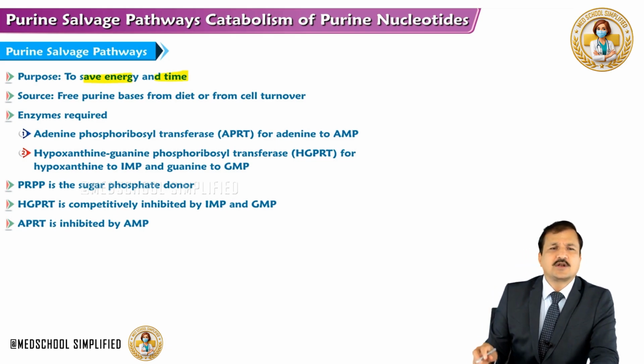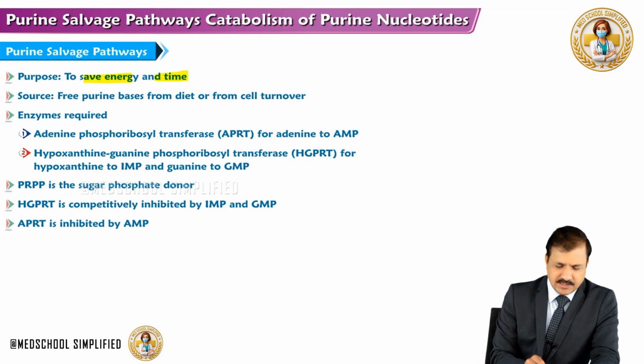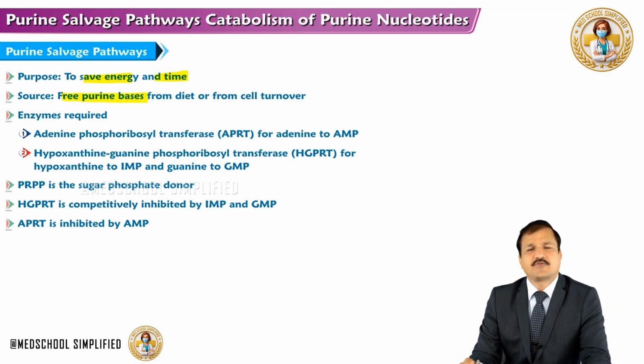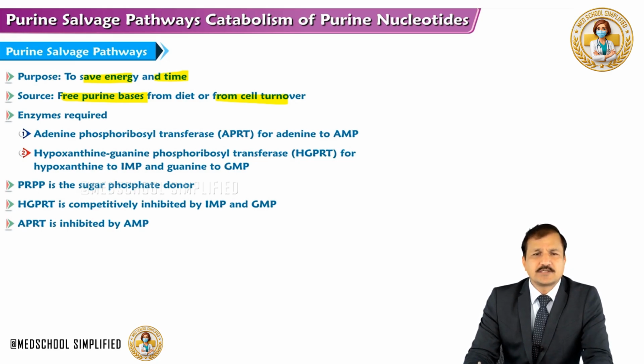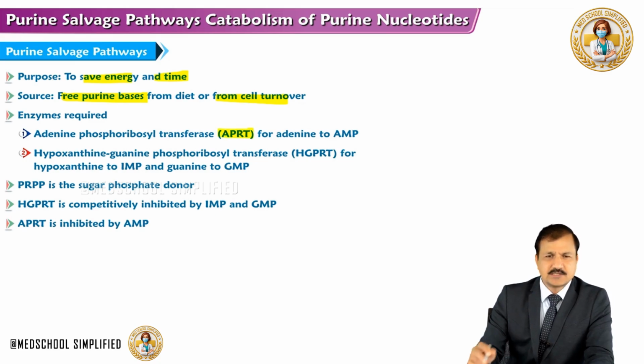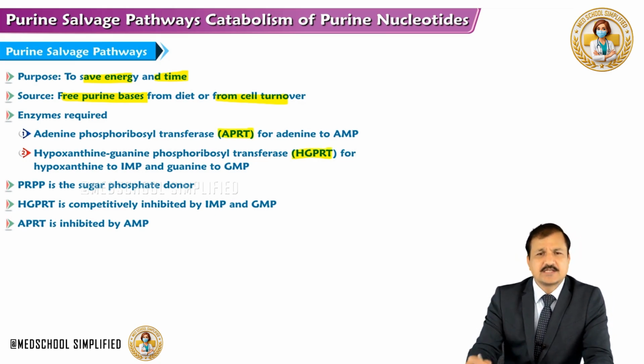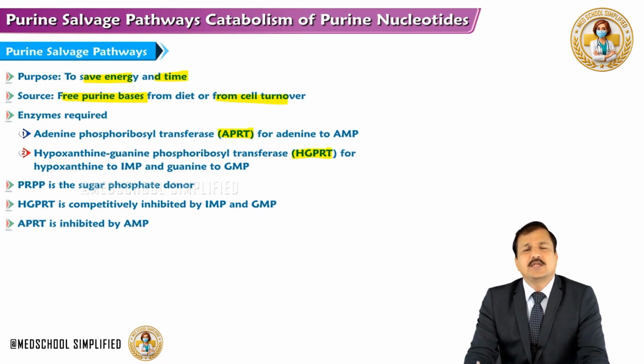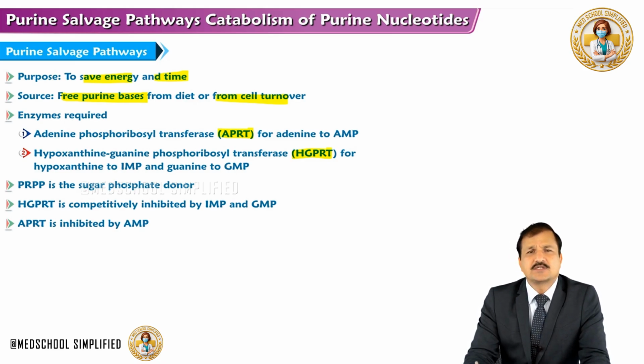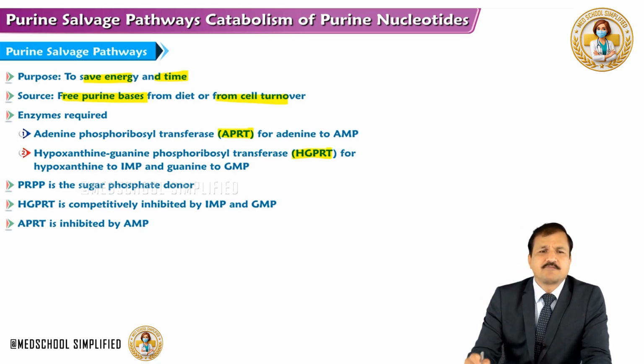Now, what are the sources for the purine salvage pathway? The source is free purine bases that are coming from the diet or free purine bases that are coming from normal cell turnover. So, what are the enzymes required for the purine salvage pathway? We need 2 enzymes. One is APRT, the other enzyme is HGPRT. APRT is adenine phosphoribosyl transferase, which is used in the conversion of adenine into adenosine monophosphate, whereas HGPRT is used in the conversion of hypoxanthine into inosine monophosphate or guanine into guanosine monophosphate.